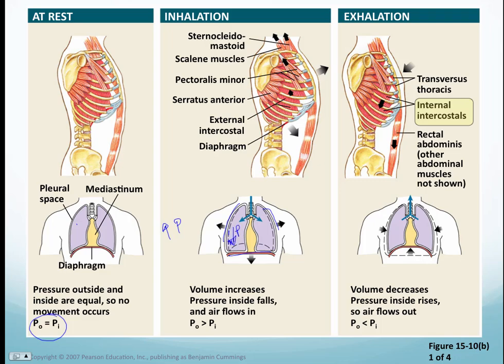So because of simple diffusion, air from an area of higher pressure wants to go to lower pressure. Also, we have lots more volume, reduced amount of pressure. Air is passively going to enter into your lungs.